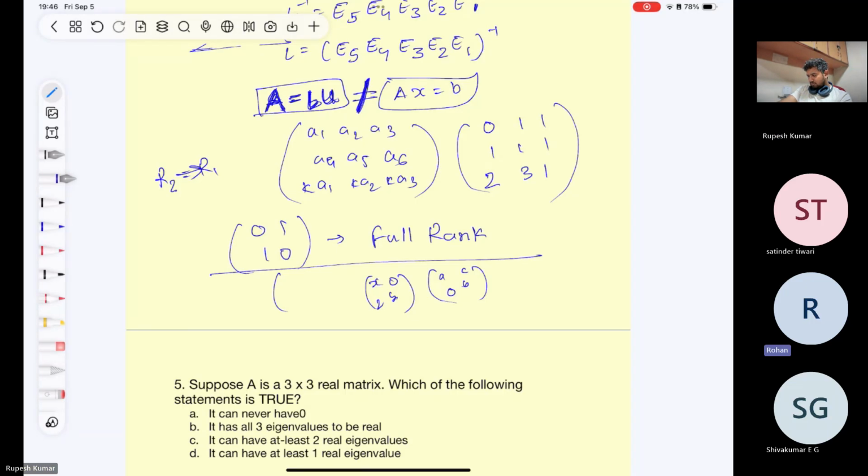The three elementary row operations we have: one is a non-zero scalar multiple of any row; the other is adding a multiple of one row to another; and the third is swapping. So you are saying R2 equals 0 times R2 plus R1, right? This is not possible, right? But isn't swapping also a valid elementary row operation?